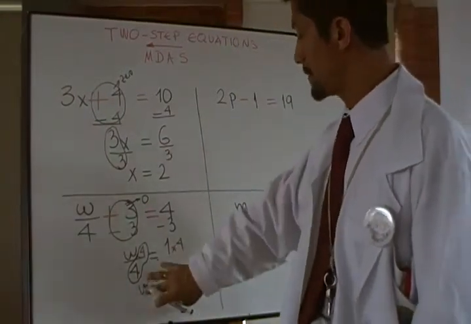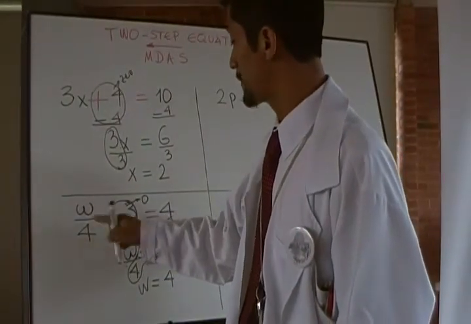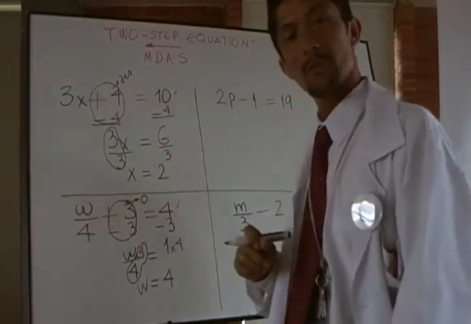Now same process. If you substitute this one in the original equation, you have that 4 divided by 4 is 1 plus 3 equals 4. So the equation checks.